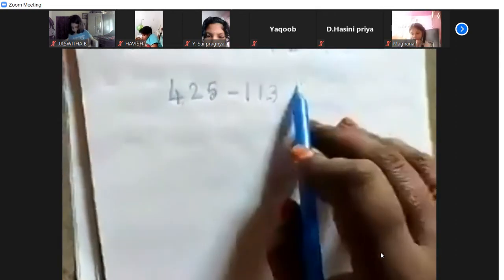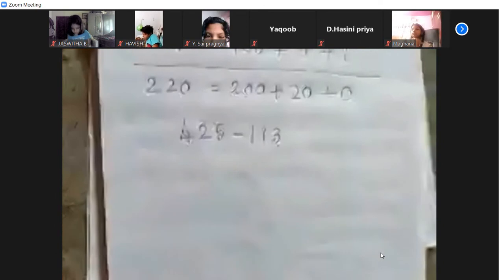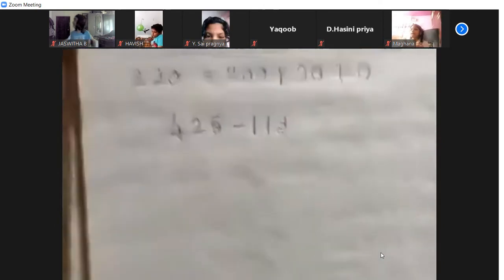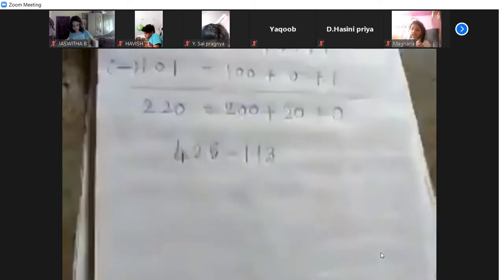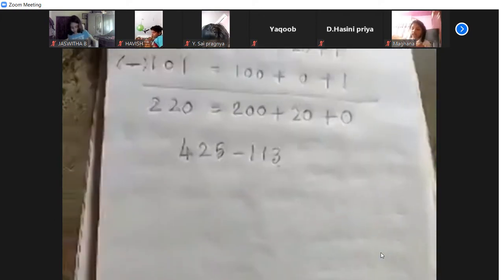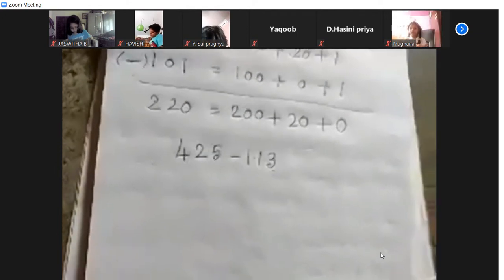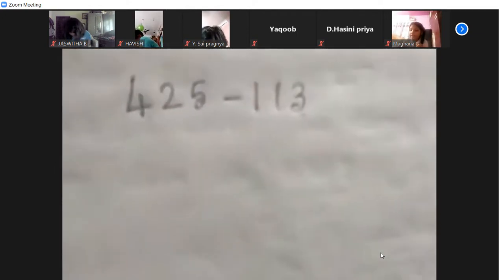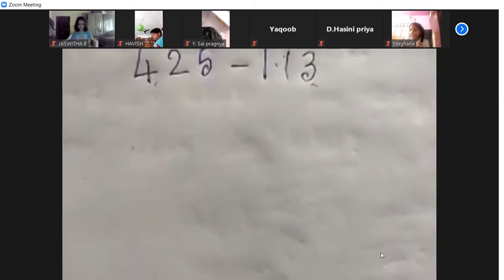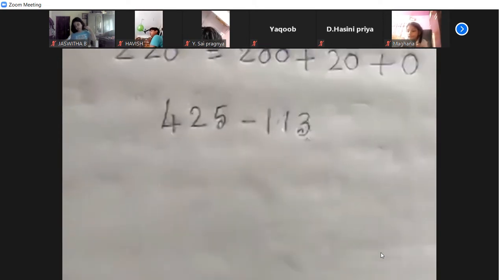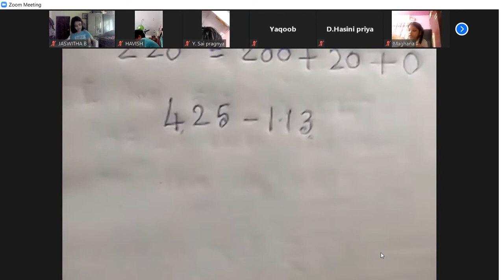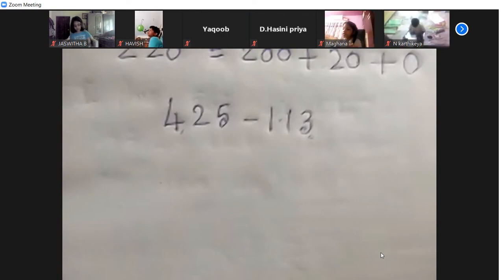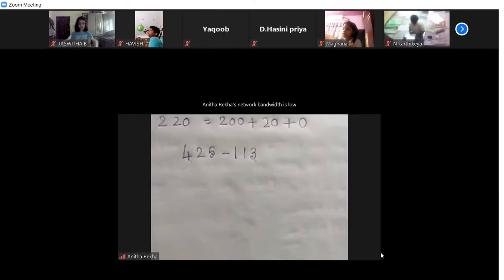Who completed this sum using expanded form? Stand in your places. Who completed doing this sum? Type the answer in the chat box. 425 minus 113. First write expanded forms for those two numbers and then subtract starting from ones place.